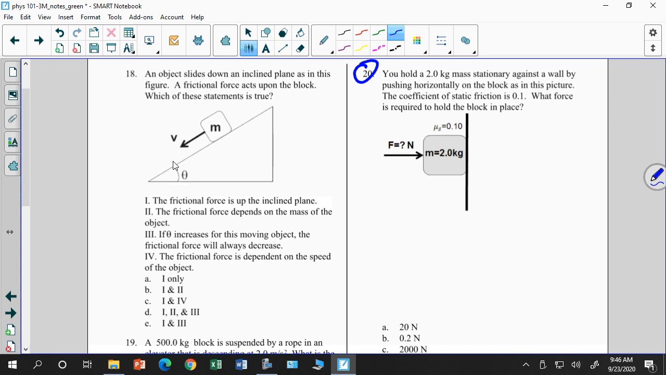So let's look at this. All these problems are exactly the same process. 1, you draw the vectors. 2, you resolve the vectors, though in this case we don't need to do that. 3, you apply Newton's second law. And then 4, you solve. You'll always have those steps. So first, let's draw the vectors that we have here.